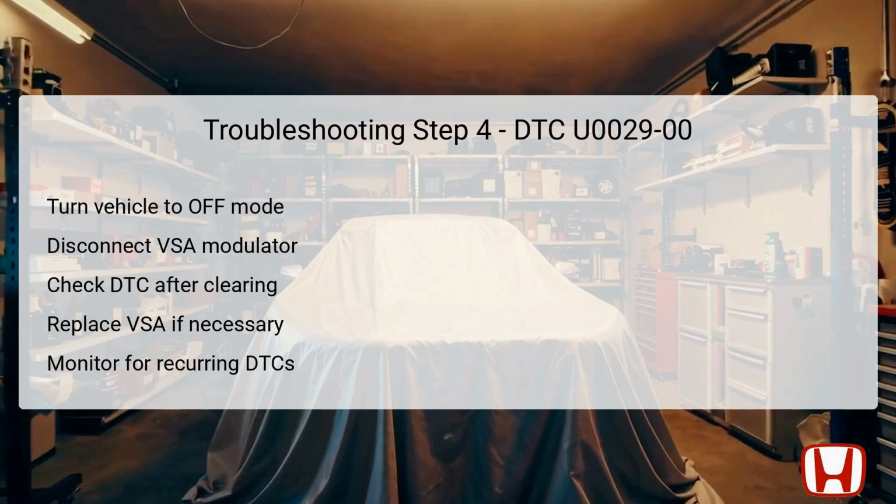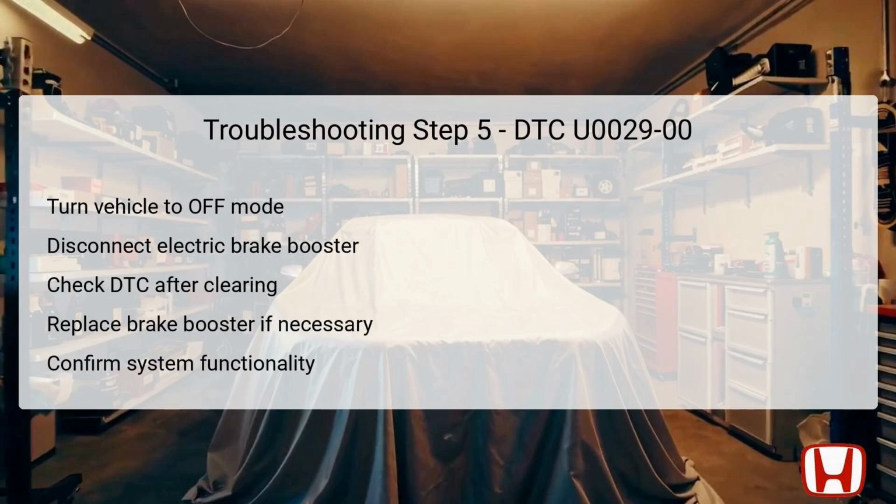If DTC U0029-0 is still present, this indicates that the VSA modulator control unit may be defective and might require replacement. Regular monitoring is critical to ensure vehicle stability and safety. Next, we will execute a shorted unit check for the electric brake booster. First, ensure the vehicle is in the off-lock mode, but keep the driver's door open for safety and to facilitate electrical testing. Disconnect the electric brake booster 26P connector.